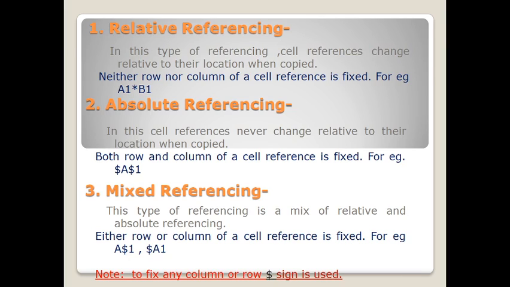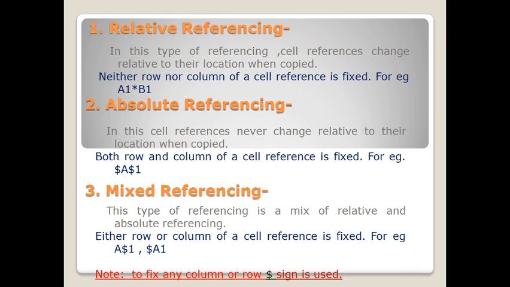Absolute referencing, in this cell reference it never changes the value, means the cell address is always fixed, and if you copy the formula either in the row or a column, that particular cell address will not change.